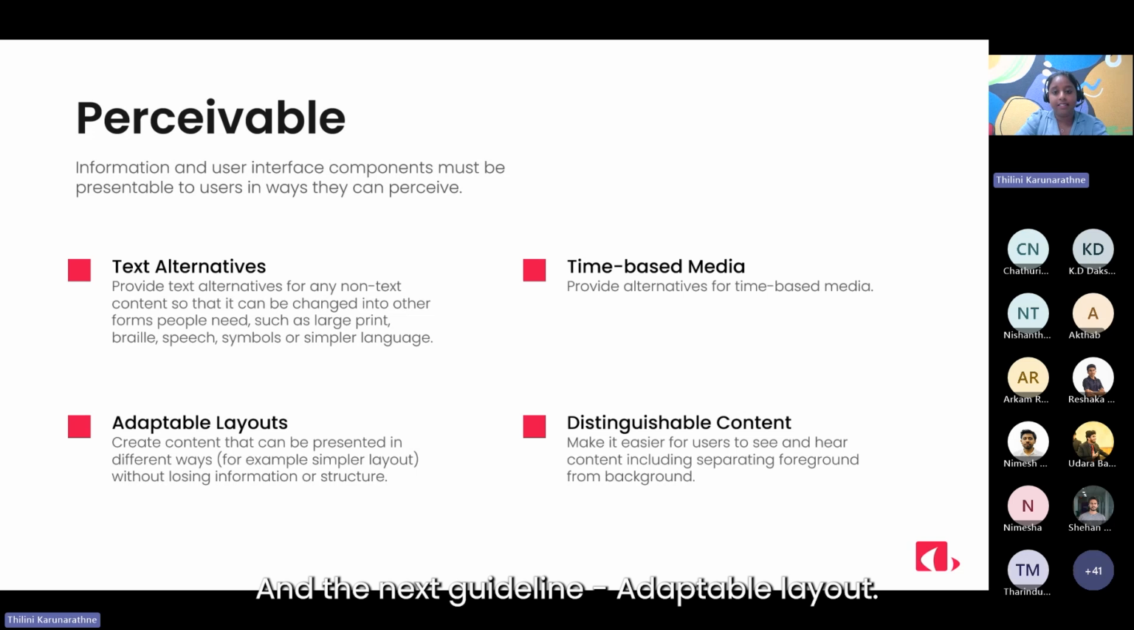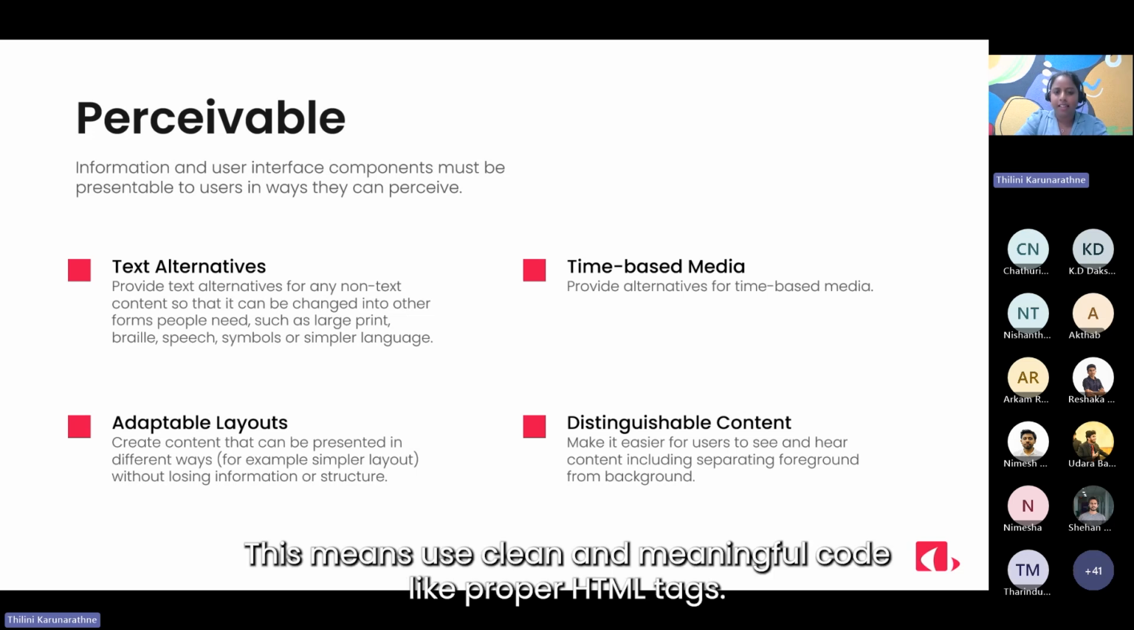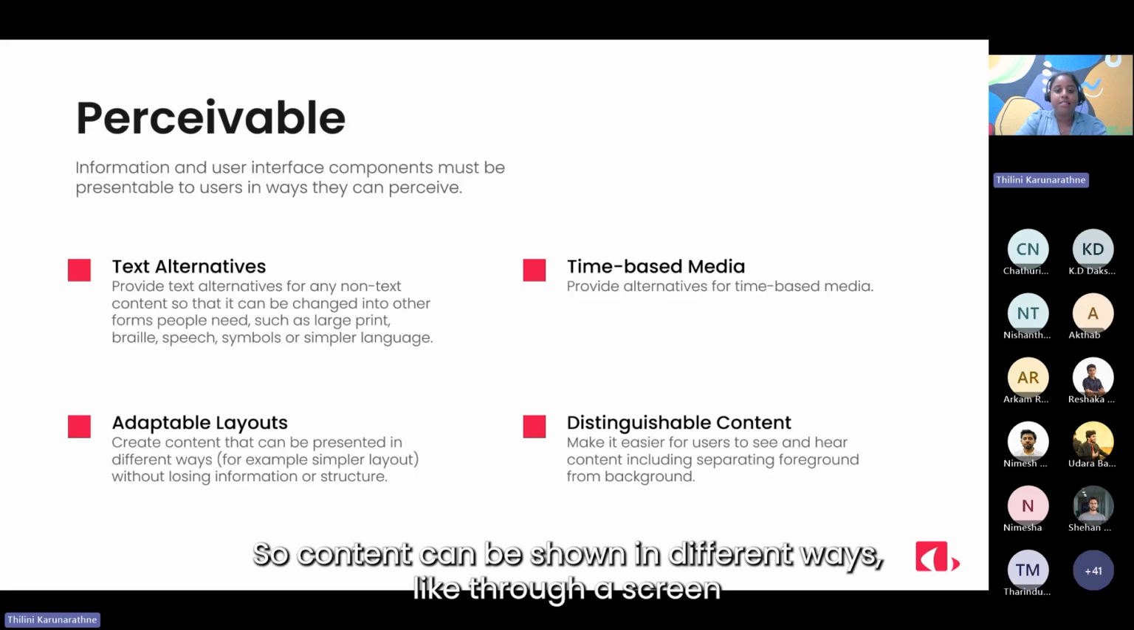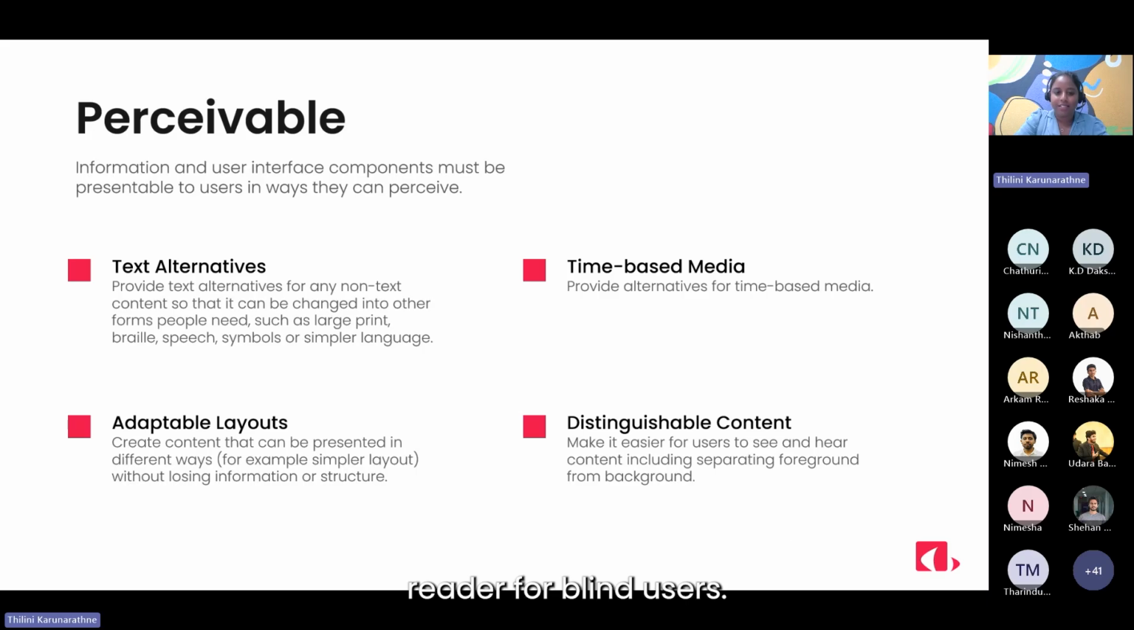And the next guideline, adaptable layout. This means use clean and meaningful code like proper HTML tags, so content can be shown in different ways, like through a screen reader for blind users.